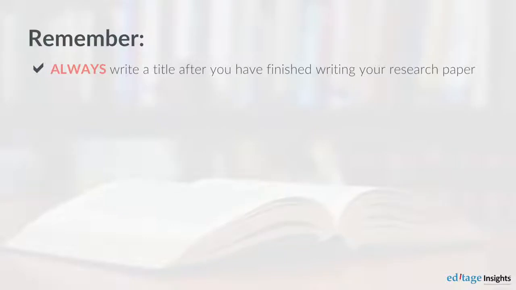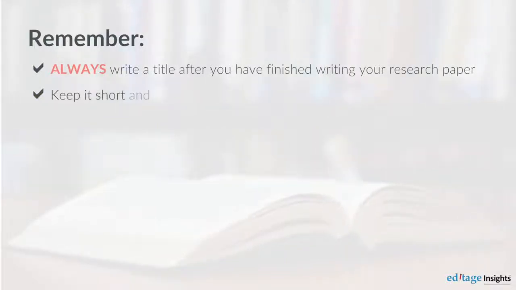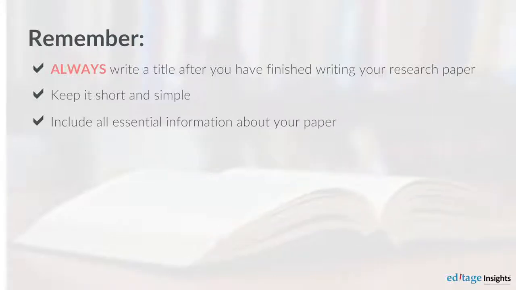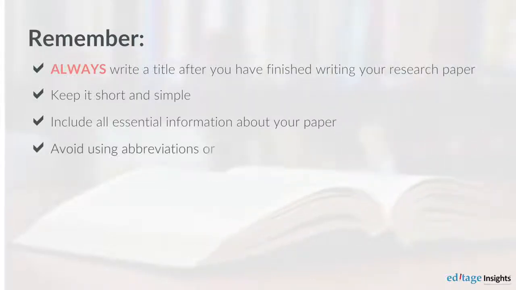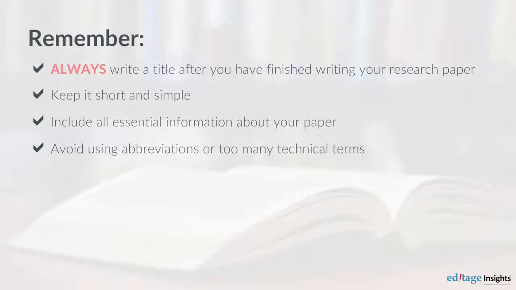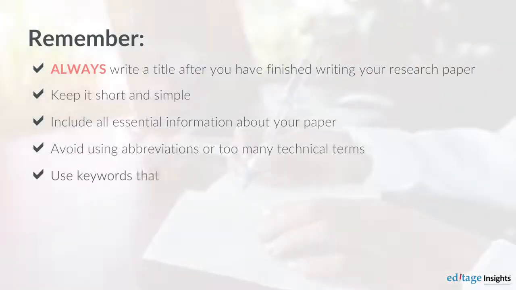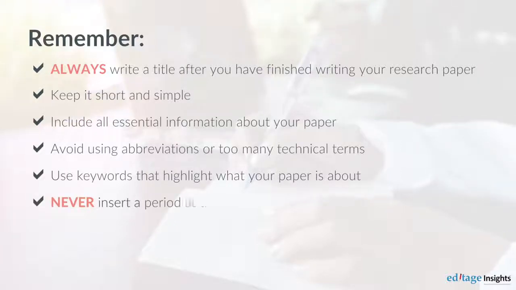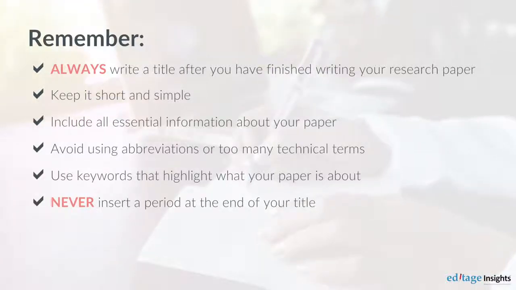Remember, always write a title after you've finished writing your research paper. Keep it short and simple. Include all essential information about your paper. Avoid using abbreviations or too many technical terms. Use keywords that highlight what your paper is about. Never insert a period at the end of your title.